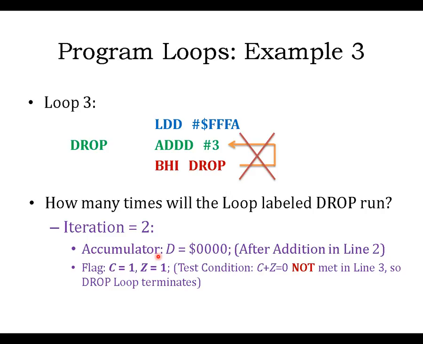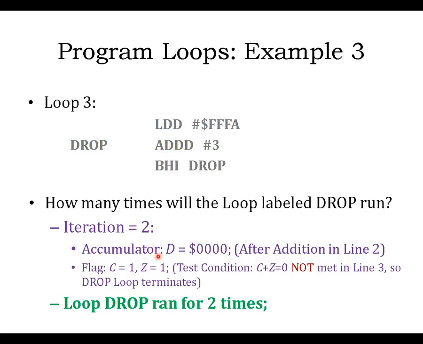So that means what? The Z flag is set because your result is 0. Carry flag is also set because there is a carry. So both C and Z are set now. You see? I wrote C equals 1, Z equals 1. That means what? The condition is no longer valid. So we are not going back to line 2. So this is the last iteration. So we are in the second one. The loop ran only for 2 times.